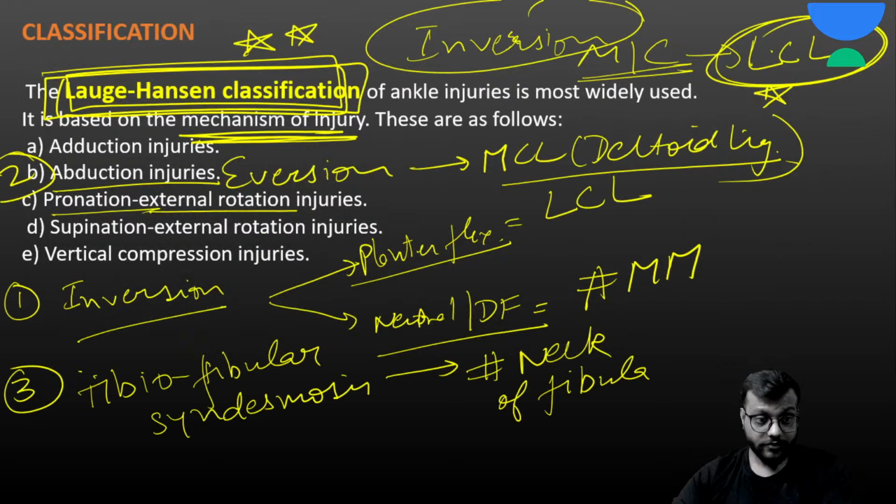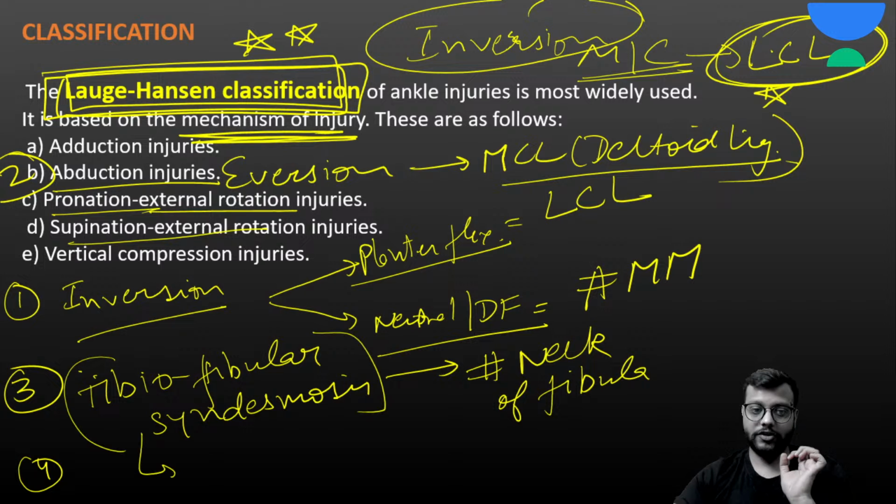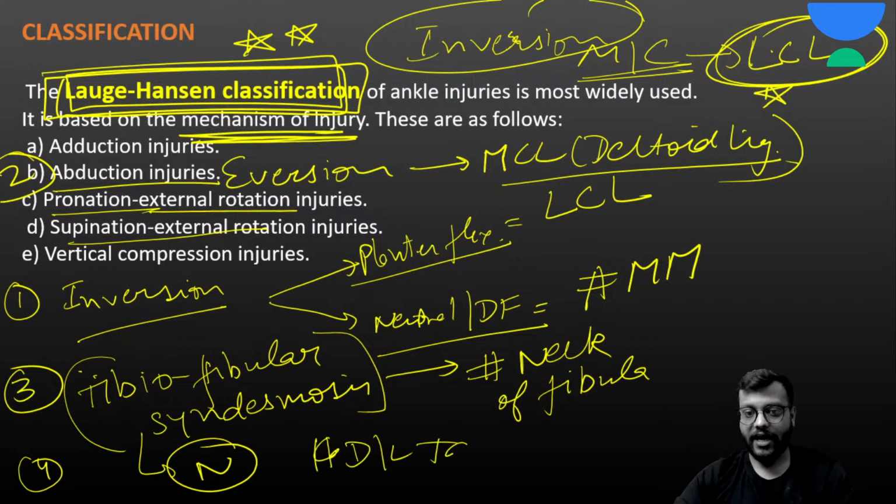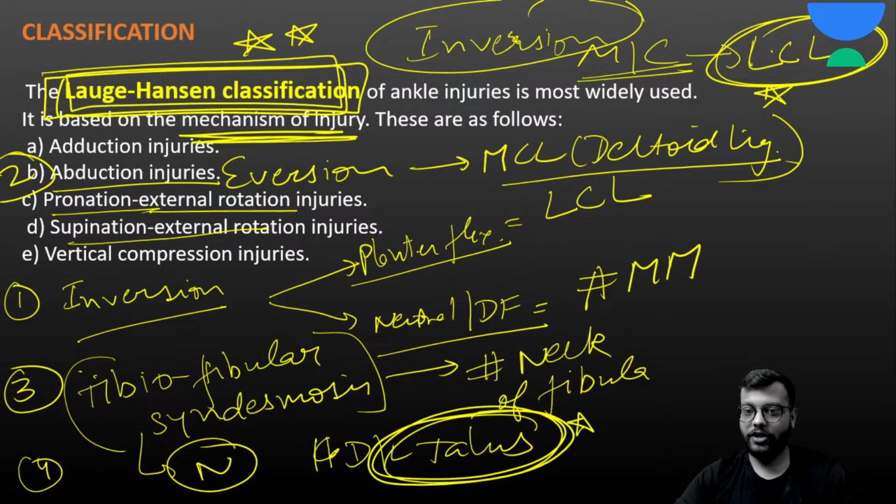Okay, now the fourth type is the supination external rotation injury. Now here you have to keep in mind that the tibiofibular syndesmosis will be normal. Here it will be normal. Here there will be dislocation of the talus. Okay, very important, there will be dislocation of the talus in case of external rotation injuries with supination.